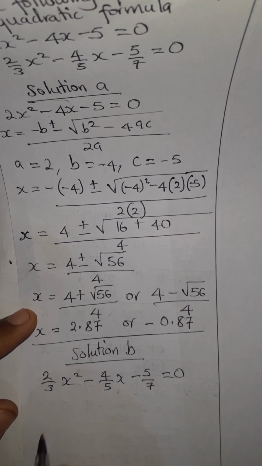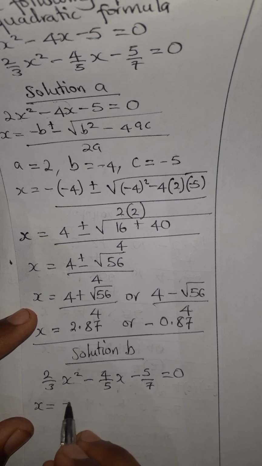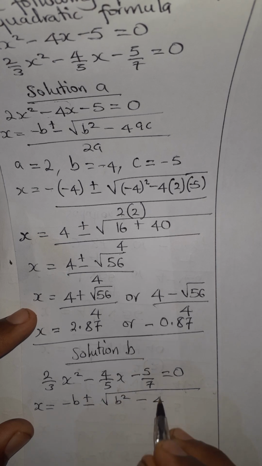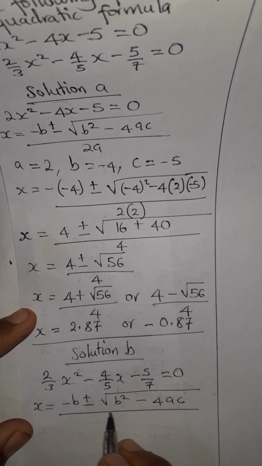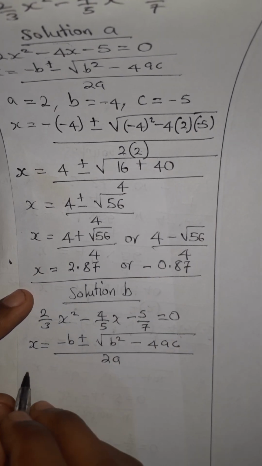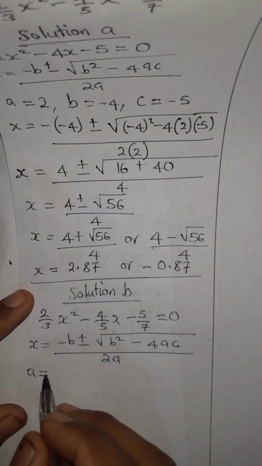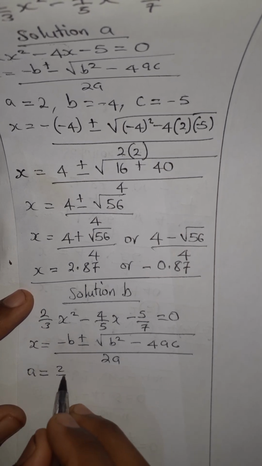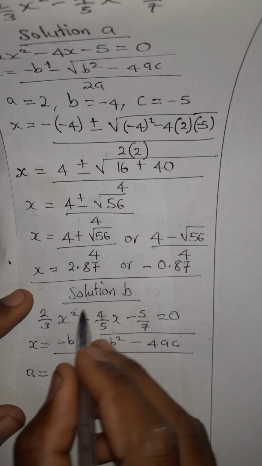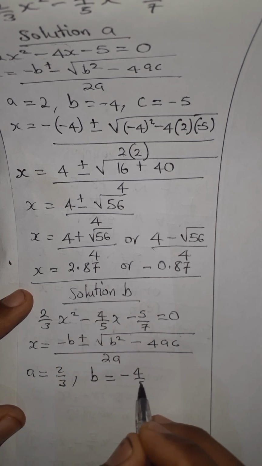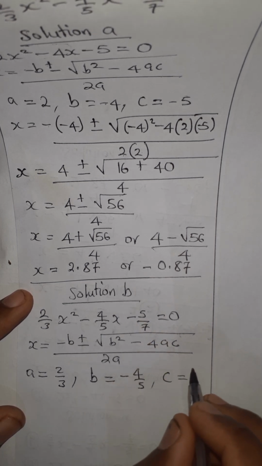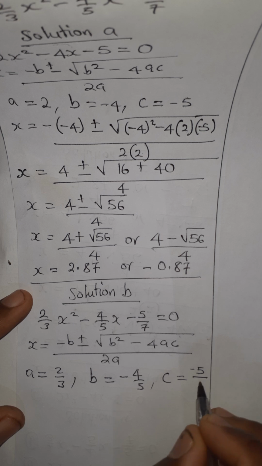We start with the formula, which is x is equal to minus b positive or negative square root of b squared minus 4ac over 2a. Then we list down the values. a is equal to the coefficient of x squared, so the coefficient of x squared is 2 over 3. And b is the coefficient of x. In this case, b is equal to negative 4 over 5. c is the constant. Our constant term in this case is negative 5 over 7.